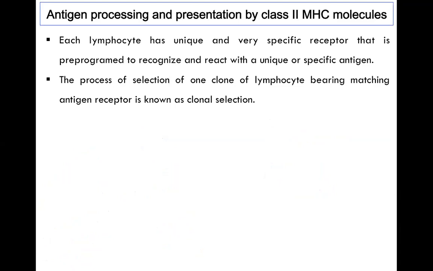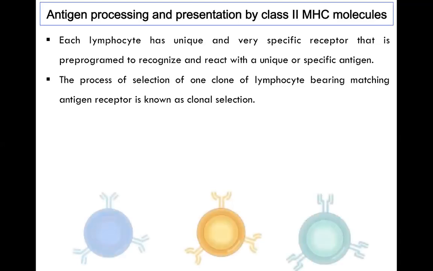Now we will see the next one, antigen processing and presentation by class 2 MHC molecule. Here, the antigen presenting cell with processed antigen displayed on its surface reaches the lymph node. Each lymph node has a unique and very specific receptor that is pre-programmed to recognize and react with a unique or specific antigen. This is very important to remember.